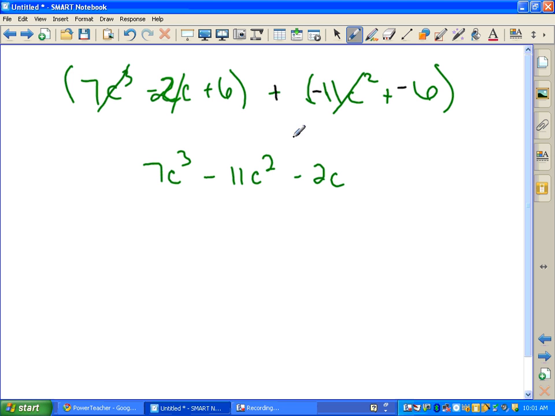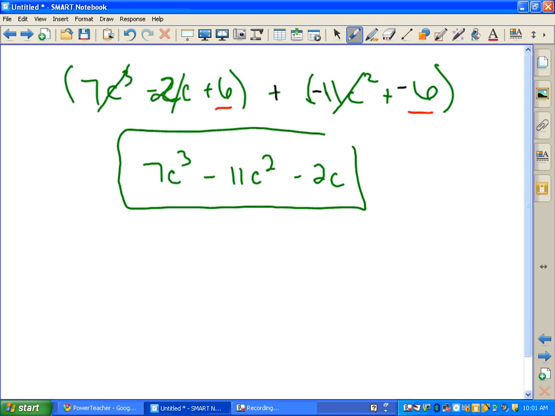And now I see that I've got a 6 and a negative 6. Those are like terms, so I'm going to add those up. 6 plus negative 6 is 0. So I don't have to write the plus 0. I just leave it as I have it and double check that it is in standard form. And the exponents go 3, then 2, then 1. So yes, I'm in standard form and I'm all set. That's my answer.